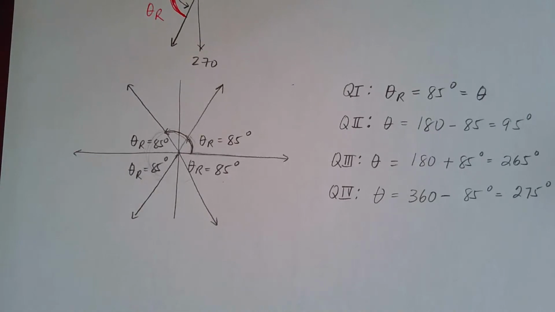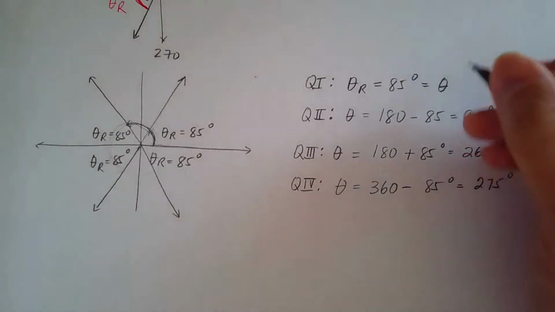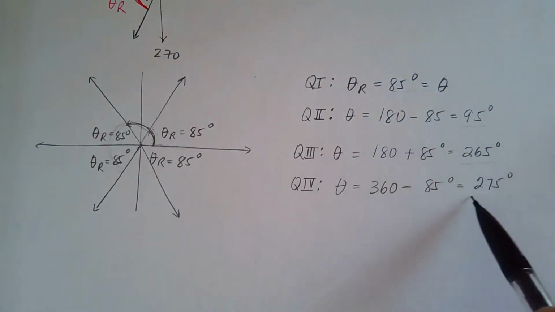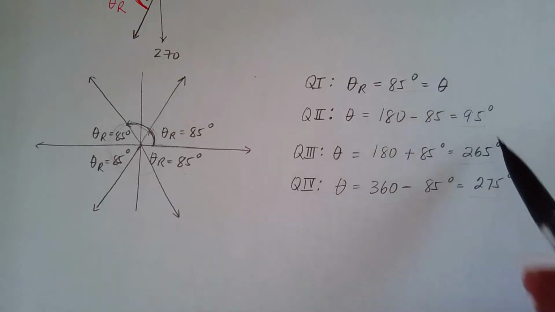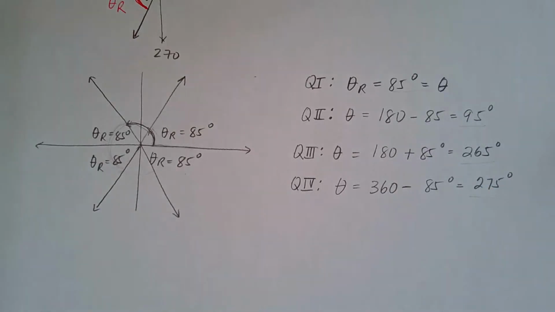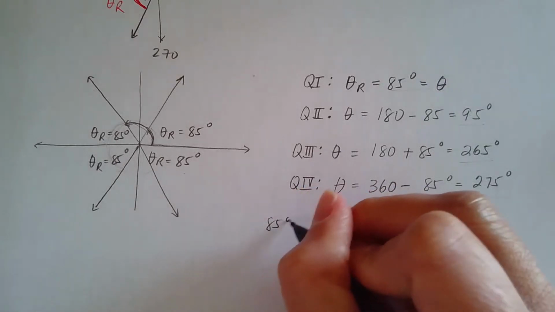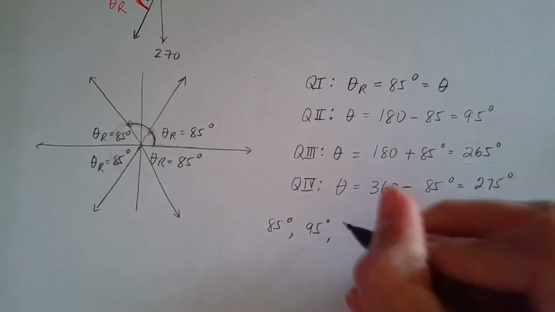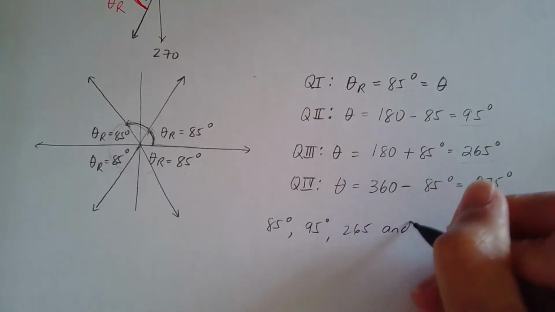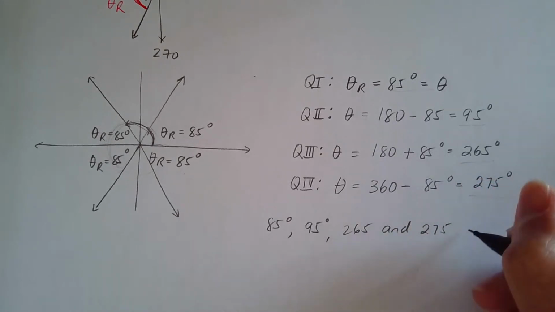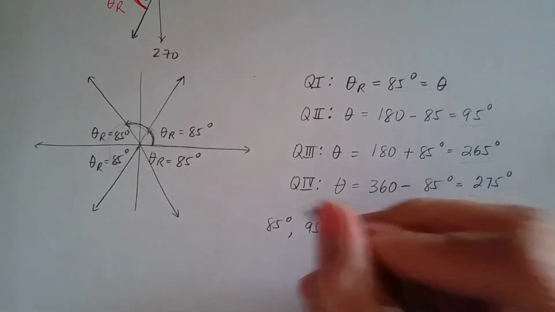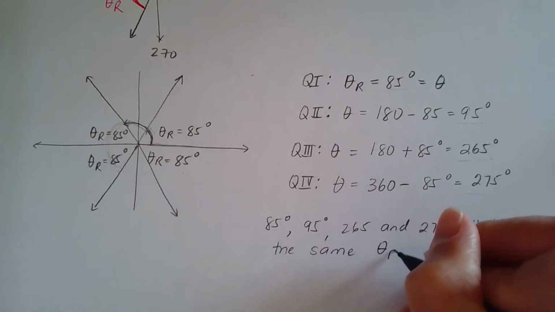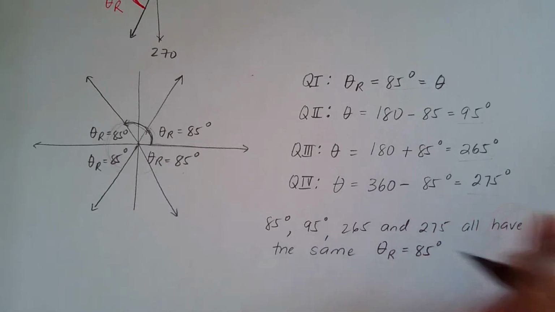Okay. So all of these thetas, 85 degrees, 95 degrees, 265, and 275, all have the same reference angle, theta r, which is equal to 85 degrees.